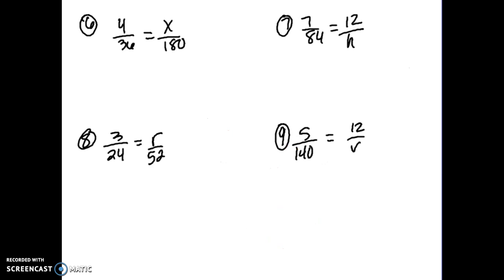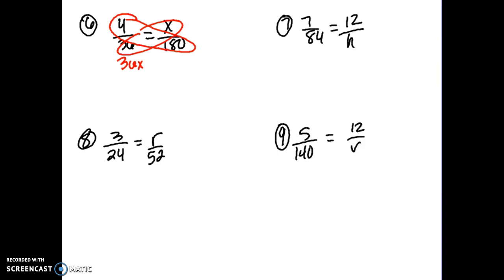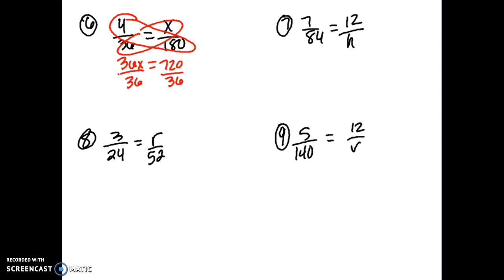All right, number 6, we are using cross multiplication or cross products to solve each proportion. We're doing what we've been doing. So we're going to cross multiply. 36 times x is 36x. 4 times 180 is 720. Divide by 36. And x is 20.